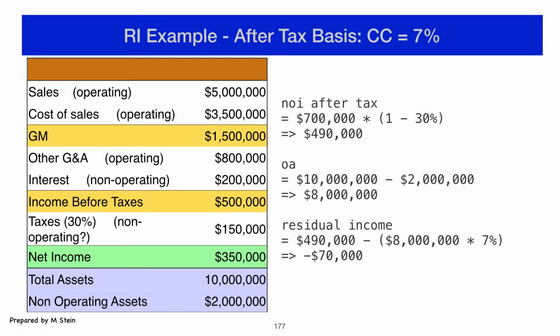On this slide, I go through the residual income example, but now on an after-tax basis. Notice the cost of capital is reduced, since after-tax cost of capital would normally be lower than the before-tax cost of capital. I'm using 7%. Net operating income is $490,000. The after-tax income on the operating income only, once again, ignoring the effect of interest expense. Operating assets stay the same at $8 million, and the residual income is $490,000 minus the investment times the after-tax cost of capital of 7%. Once again, we get a negative number, in this case, minus $70,000.